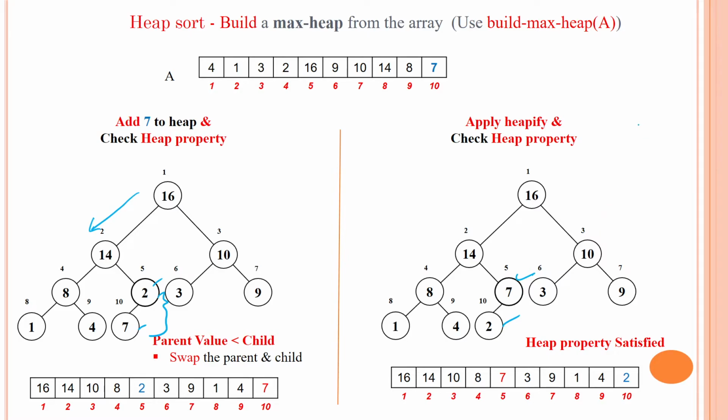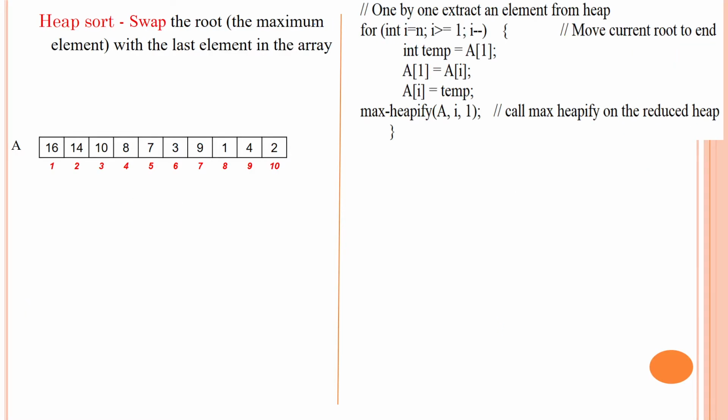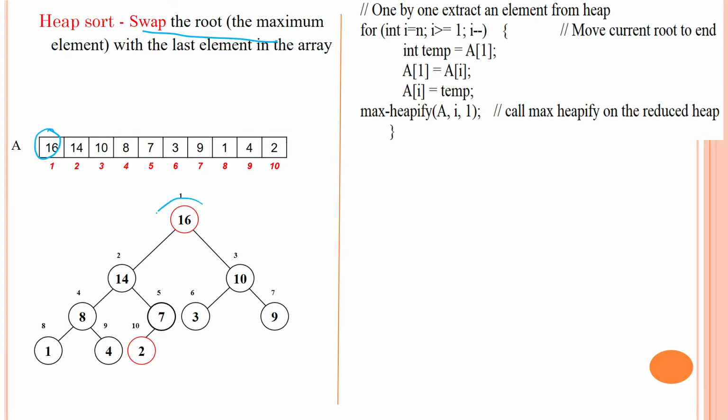So this is the way to create the heap. To create the heap, this is the heapify process. So we have created the heap. Once you have created the heap, the next step is we have to swap the root node and last node. So that's what we have to do now, swapping the root node. Maximum element is root node, and swapping with the last index.